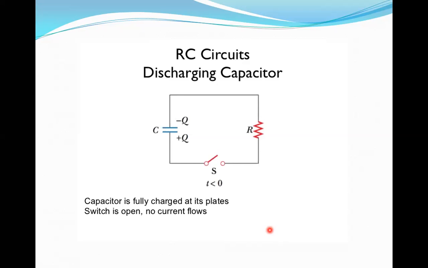Maximum value, the capacitor is fully charged at its plates. Switch is open, no current is flowing. So after attaining the maximum charge value, we have kept this switch open. Then what will happen?